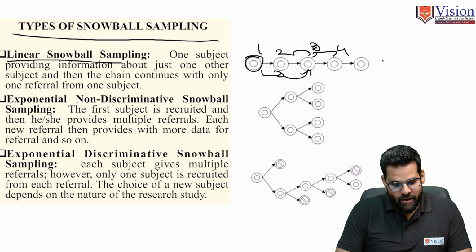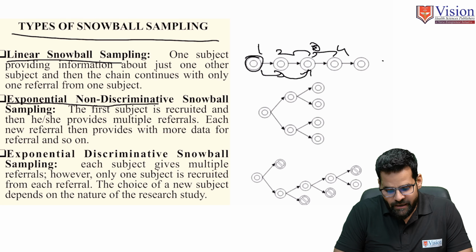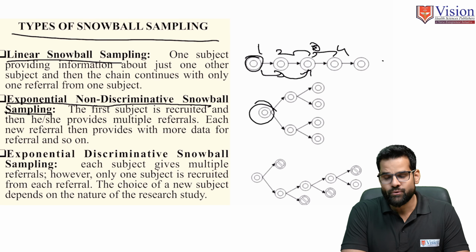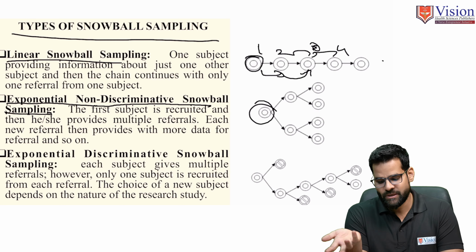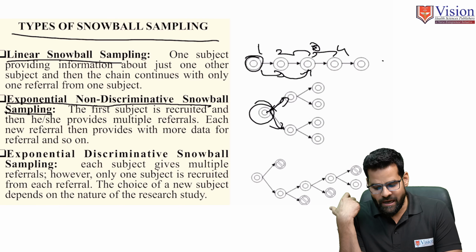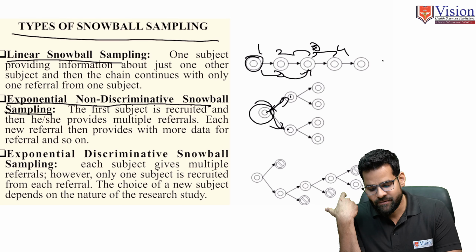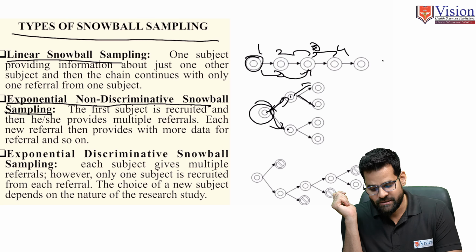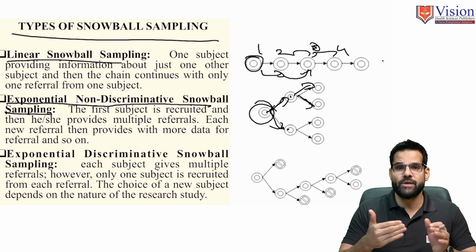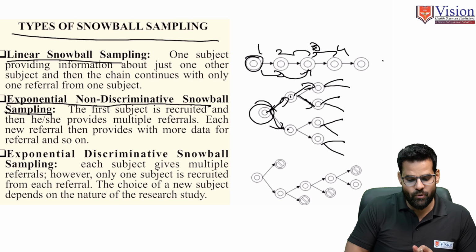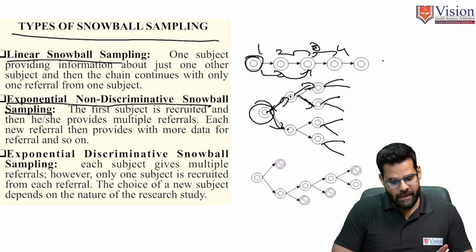What is exponential non-discriminative snowball sampling? One person will provide you the references of multiple people. Like in this example, subject 2 has given, I know these 2 people, you can go. Now I'll interview these 2 people, then I'll ask them for references. These 2 people will give me other references. So it is exponential, it keeps on going. These people again will give me more references. We call this exponential non-discriminating.